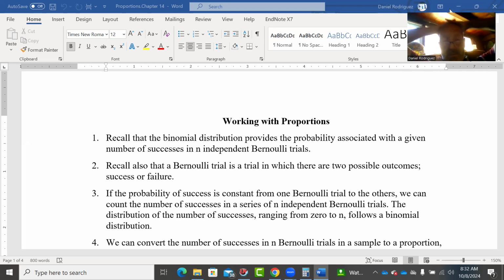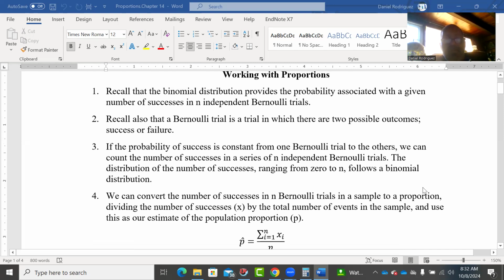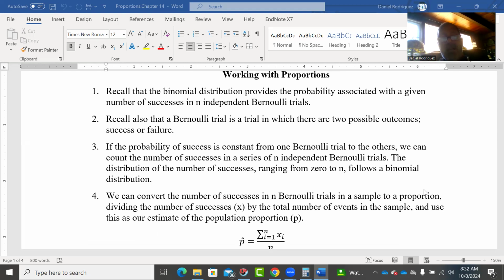So just recall that the binomial distribution provides probability associated with a given number of successes in n independent Bernoulli trials. Remember, a Bernoulli trial is a trial in which there are two possible outcomes, success or failure. And remember, we also use the word success not in a qualitative sense, but more as success at whatever we're looking for. Like it could be the number of heads when you flip a coin 10 times, or it could be how many cases of COVID there are. So we just use success to mark whatever we're looking at, whatever our variable or outcome of interest is.